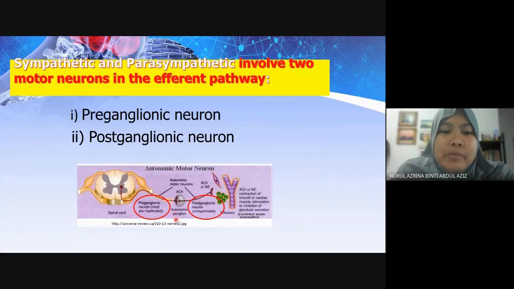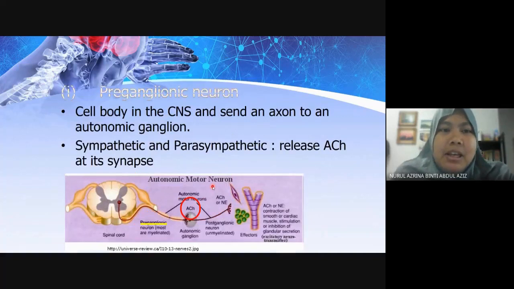So at the autonomic ganglion, it will release acetylcholine. At the postganglionic neuron that synapses to the skeletal muscle or smooth muscle, it will release either acetylcholine or NE. NE here means norepinephrine, ataupun bahasa Melayu, noradrenaline. Okay, right. So, now let's see the detail of preganglionic neuron.